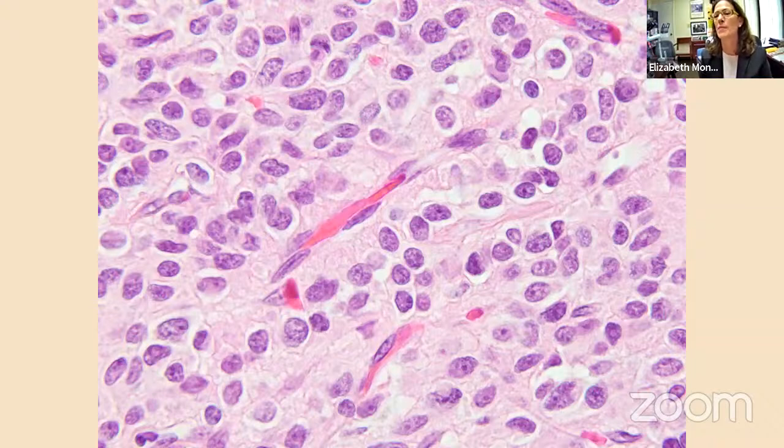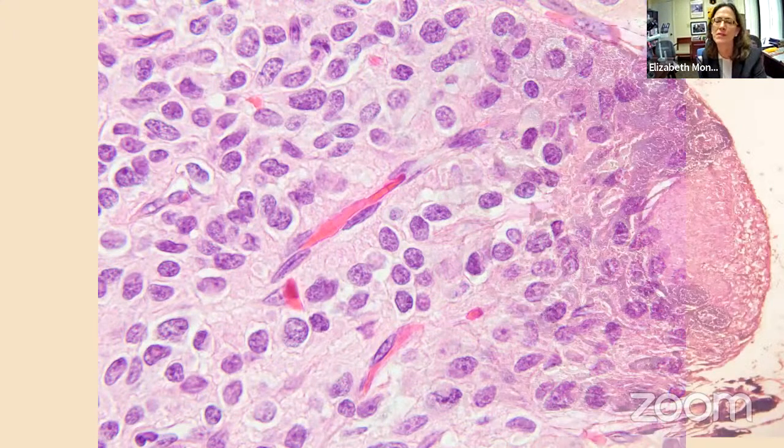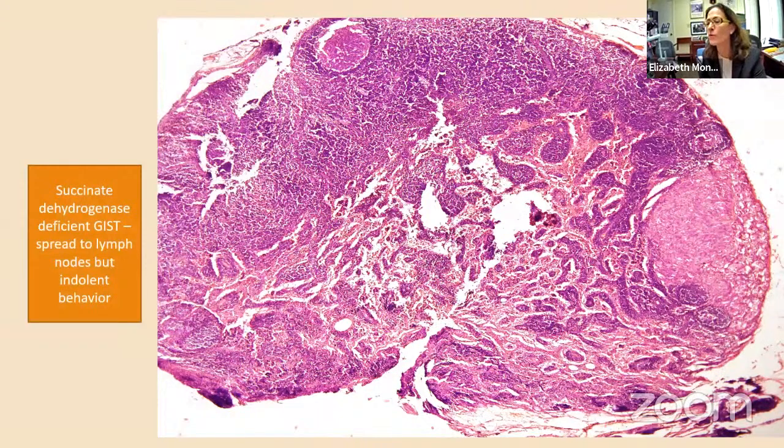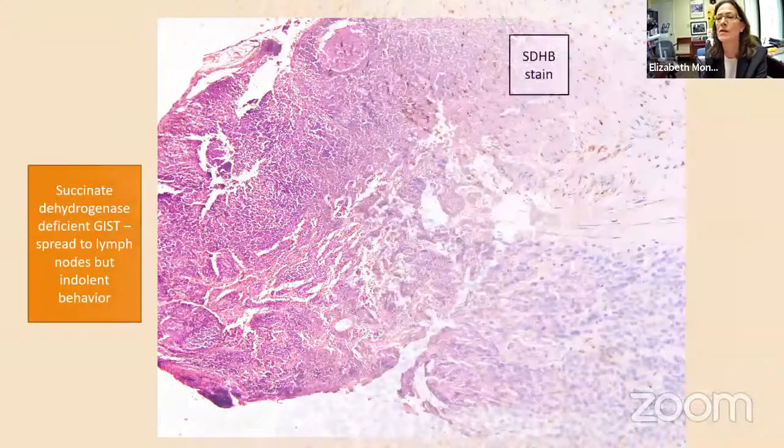And this is super high magnification. Here's our internal control for size, the endothelial cells, and you can see the cells aren't too huge, and they're pretty monotonous. This one has spread to a lymph node. This was a patient who kept having repeat mini operations to get rid of the recurrences, but she perked along for many, many years, and the tumor did not kill her.